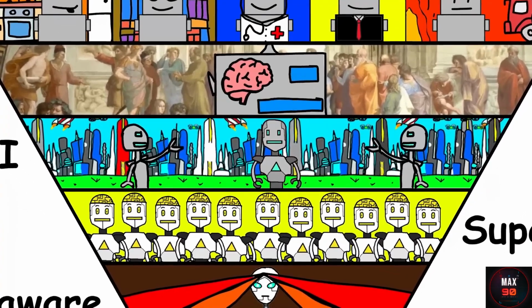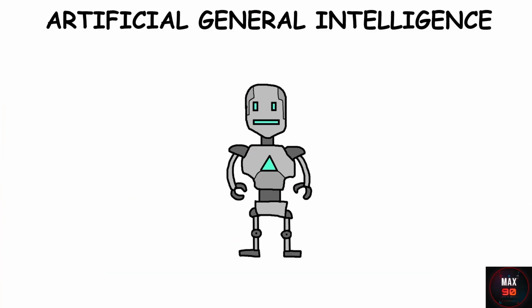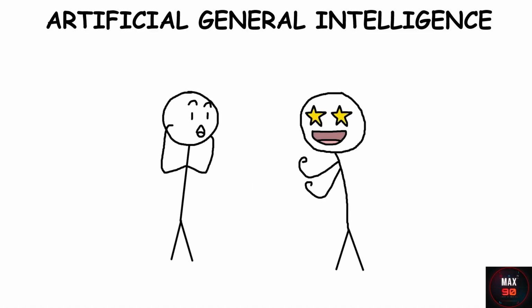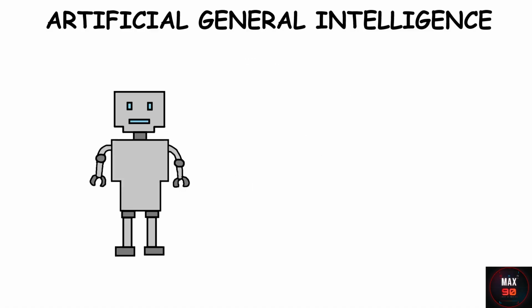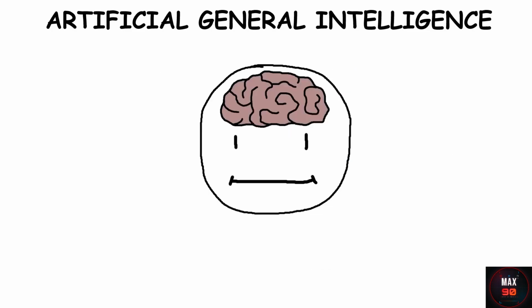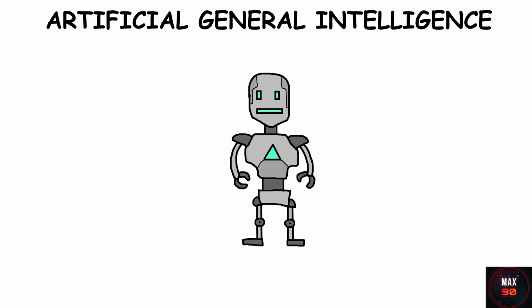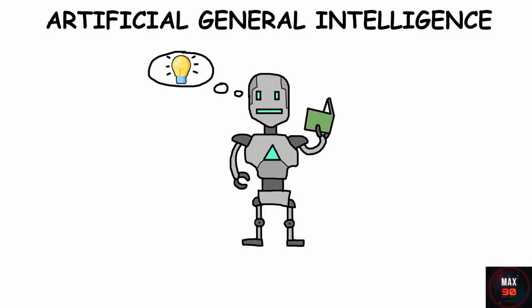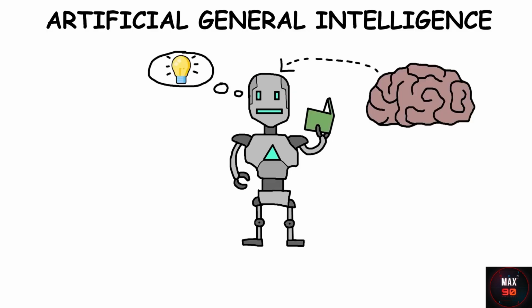Artificial General Intelligence. Artificial General Intelligence, or AGI, is one of the most exciting and talked about goals in AI today. Unlike the AI we have now, which is designed for specific tasks, AGI would be able to handle almost any task that a human can. It would be as flexible as the human mind, able to learn, think, and understand new information in many different areas without needing special programming.